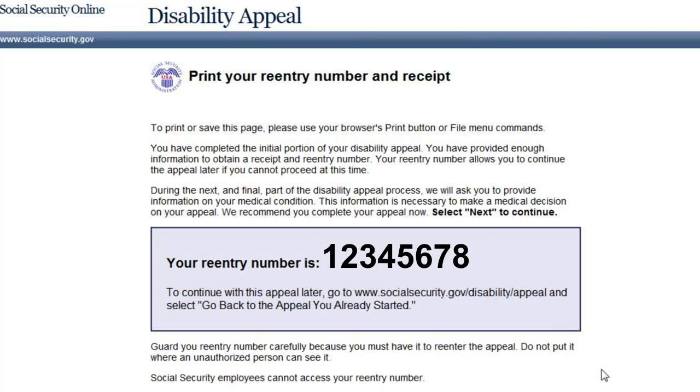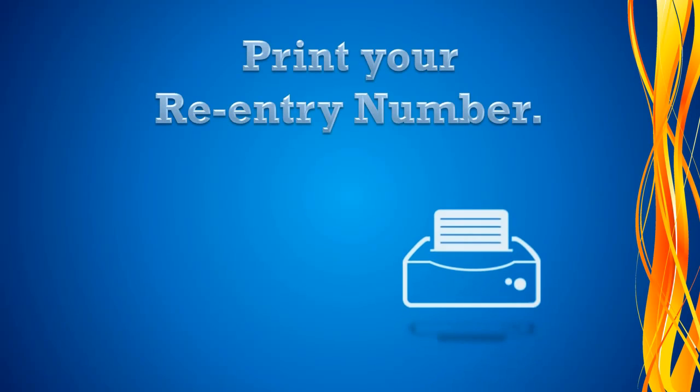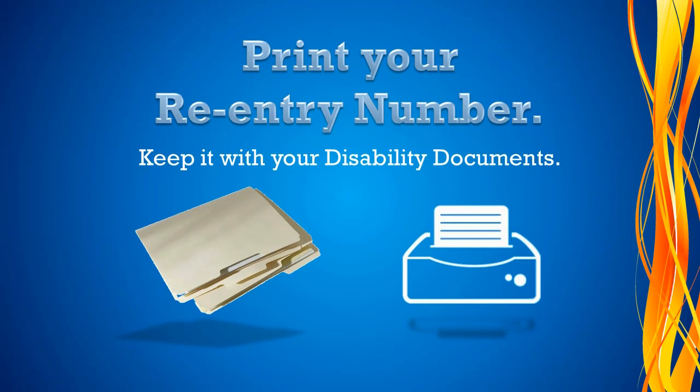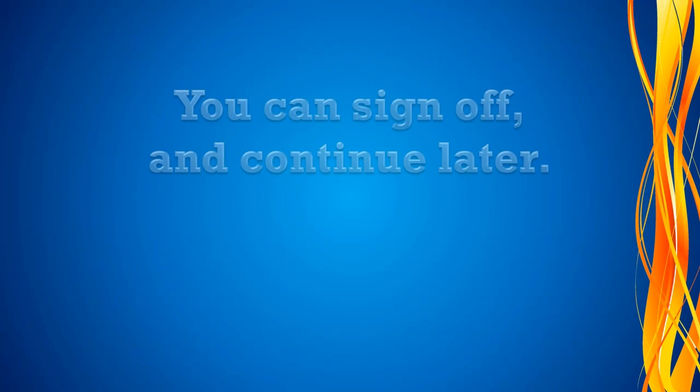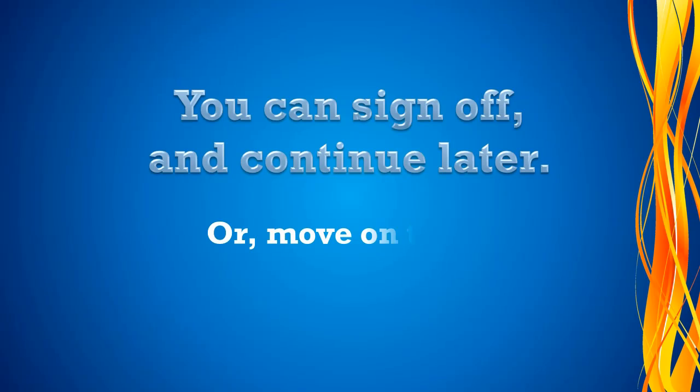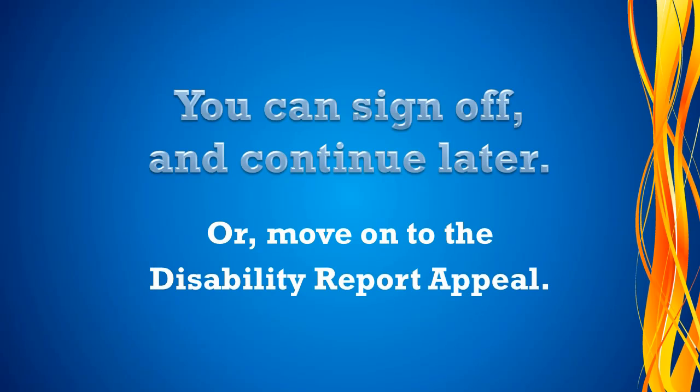On the following page, Social Security will issue your reentry number. Print this page and file this with your disability documents in a folder. If you lose this number and have not completed the appeal, you'll have to start the process over. Please make sure you don't misplace this number. Social Security employees do not have access to these reentry numbers. After you submit your request for reconsideration, you'll have an option to sign off and continue with the next step later, or you can begin to fill out the Disability Report Appeal.